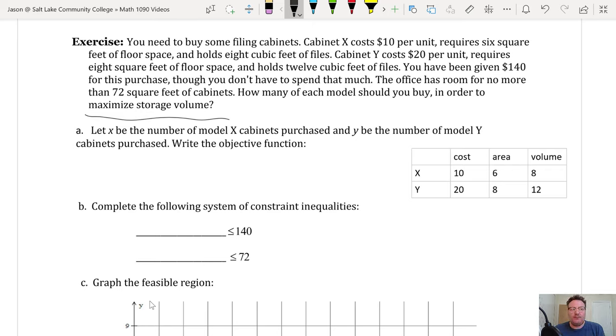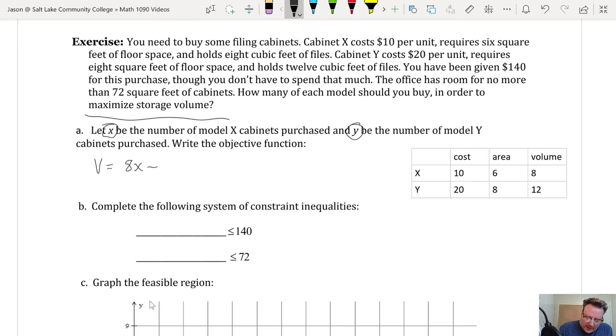So I'm going to use V for my objective function. We're told to use lowercase x and lowercase y to be the number of model X cabinets and the number of model Y cabinets. That makes sense. If I buy x cabinets of model X, each one has a volume of 8 cubic feet. So 8x is going to give me the volume of storage I get from those cabinets.